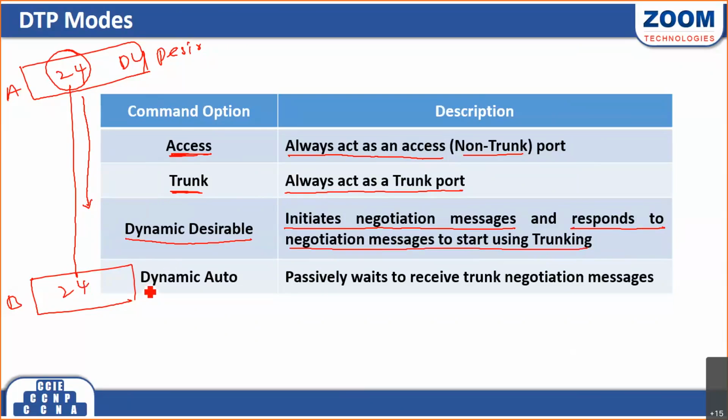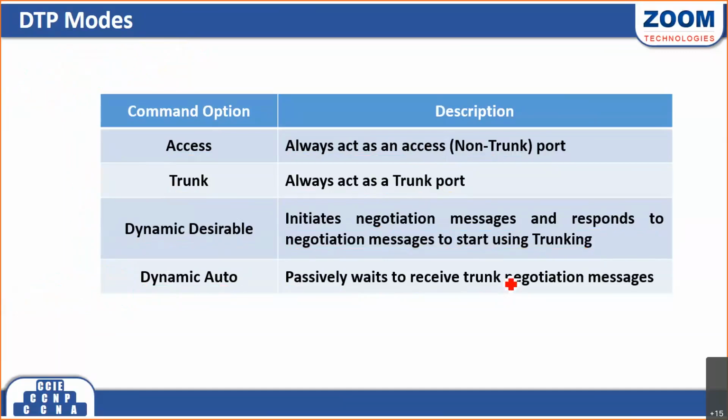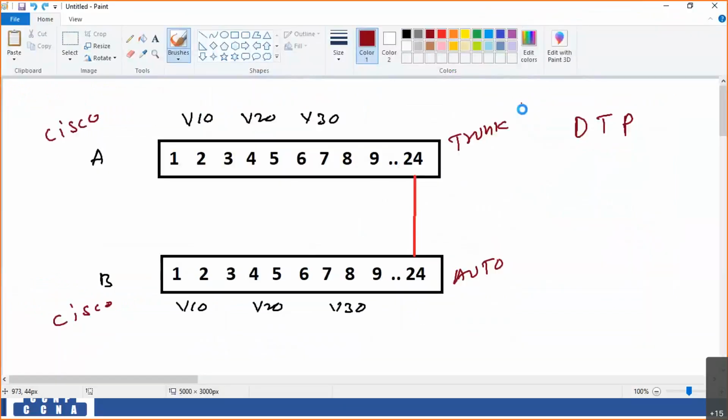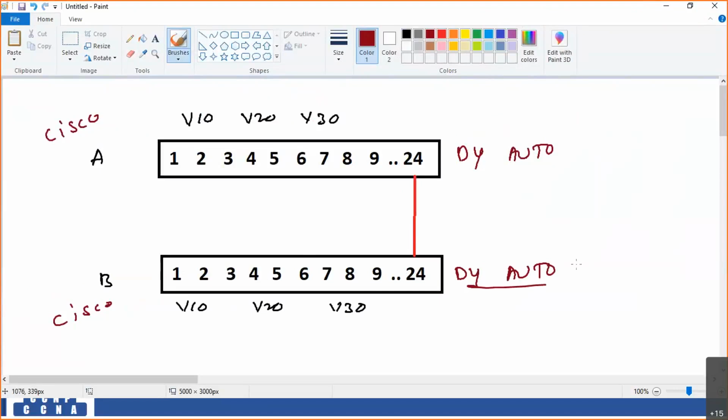Then what will dynamic auto do? It passively waits to receive the trunk negotiation messages. So by default, all Cisco ports are dynamic auto. What dynamic auto mode will do is passively wait to receive the trunk negotiation messages. Which one? A24. B24. So B24 is also passively waiting.